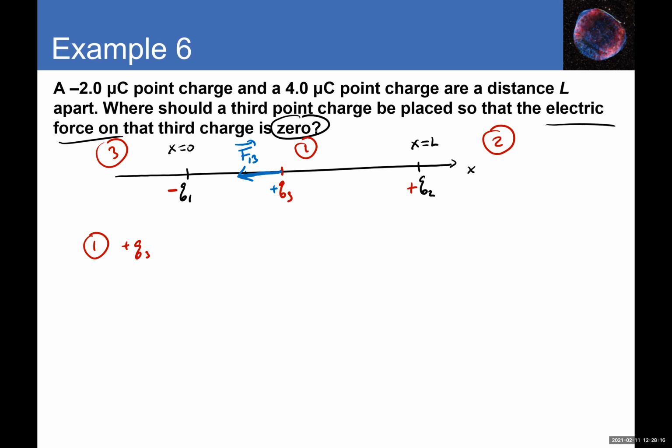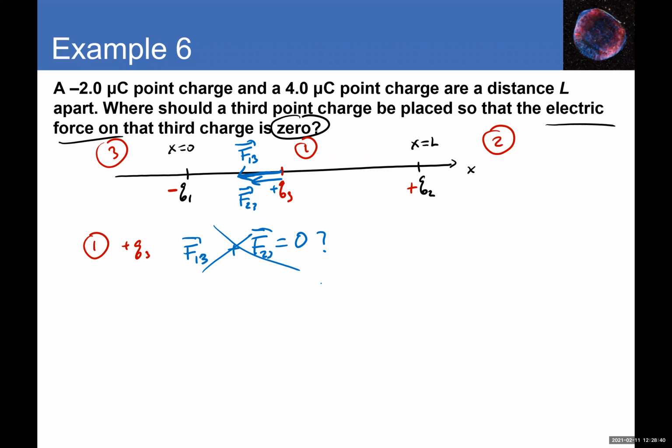Well, away from it means that it's in this direction. This is F23. Well, the question is that if I'm adding F13 and adding F23, will I get 0 or not? Well, you can see, right, we cannot get 0 because both those forces are in the same direction. That means this doesn't work anywhere between those charges.